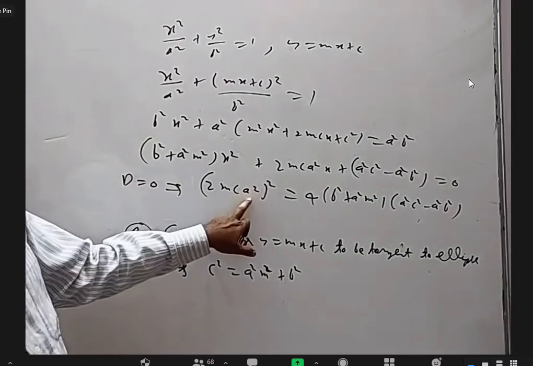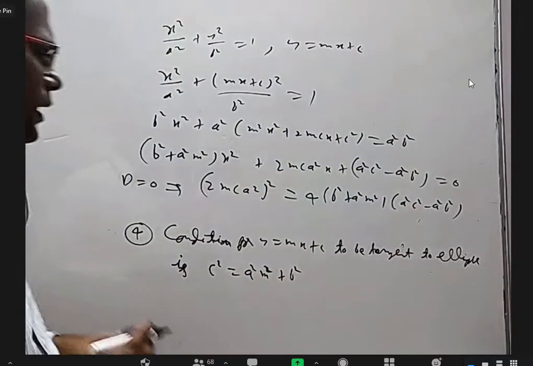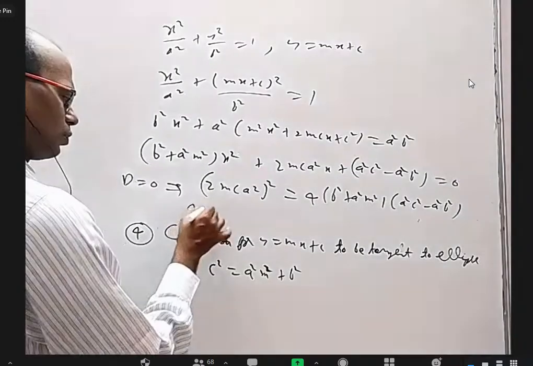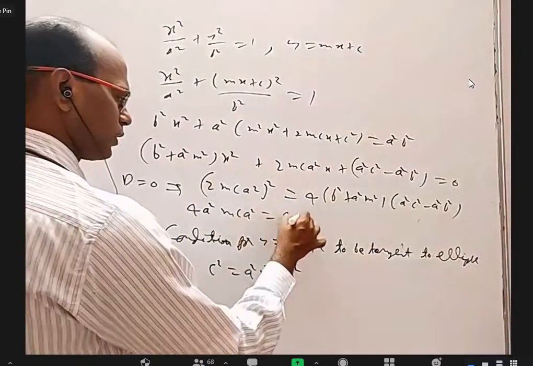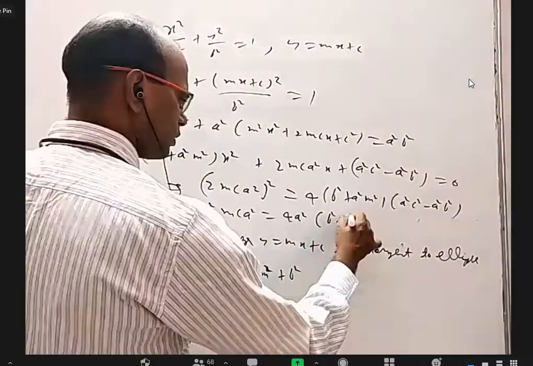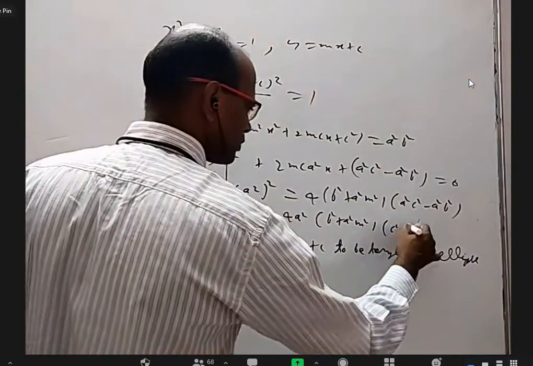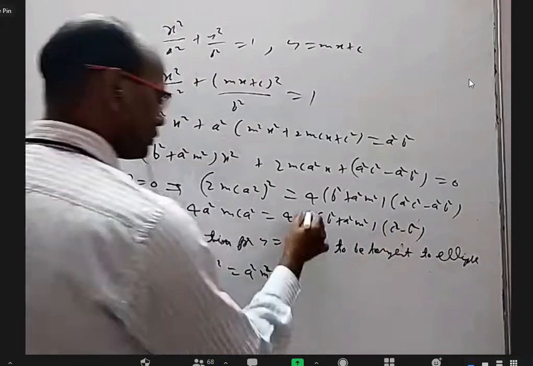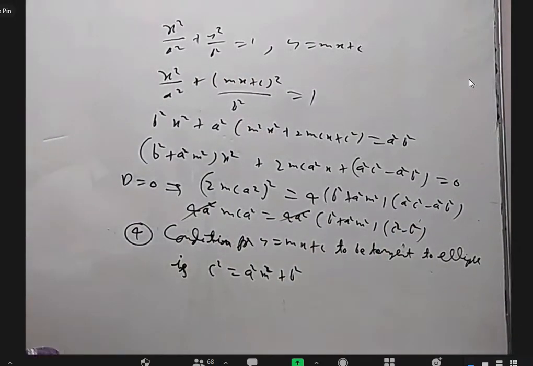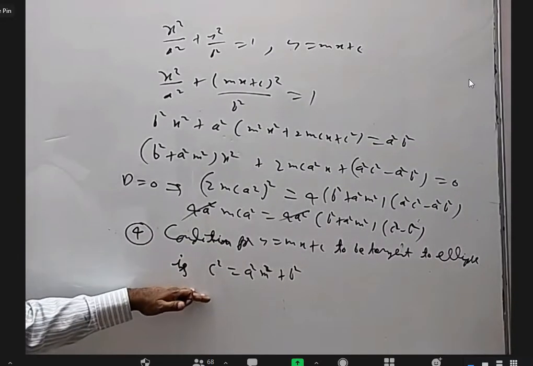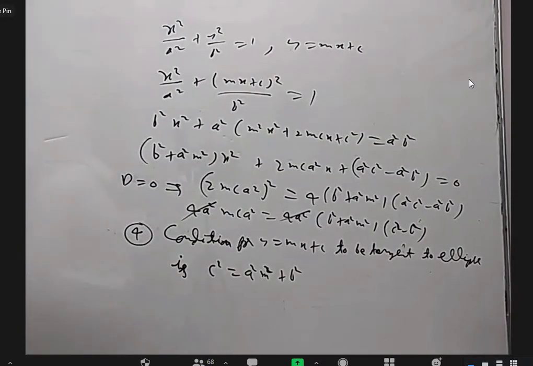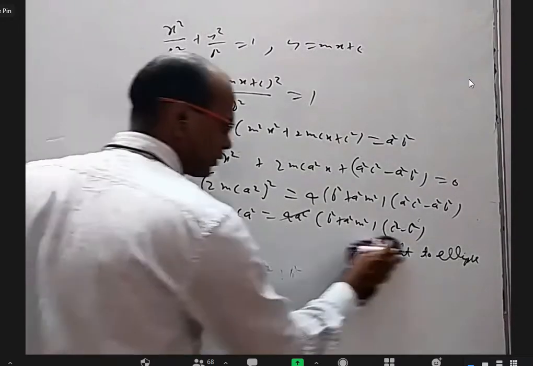I'll get a power 4 here. I take one a square common and cancel 4 also. So 4 a square, m square c square a square, I'll write it. Here I'll write 4a square into (b square plus a square m square) into (c square minus b square). This 4a square and this 4a square cancel. This statement everybody wrote, right? Yes, sir. Okay, so I'll erase this statement.